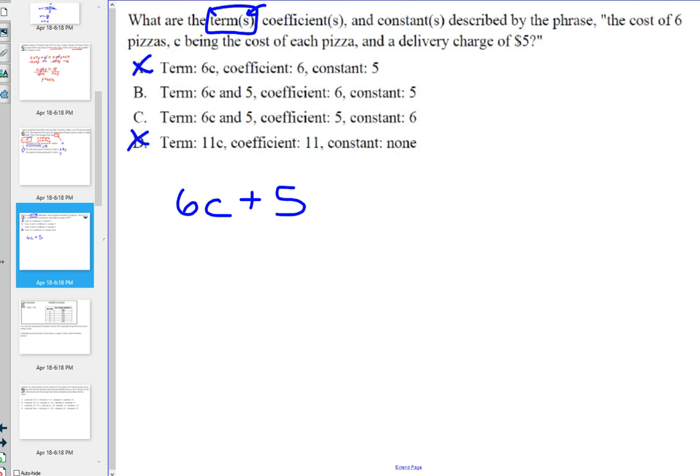The coefficient, which we call the number that's in front of a variable, that one's 6. So the 6 is going to be B, and then the constant is 5. A constant is a number that's not attached to a variable.